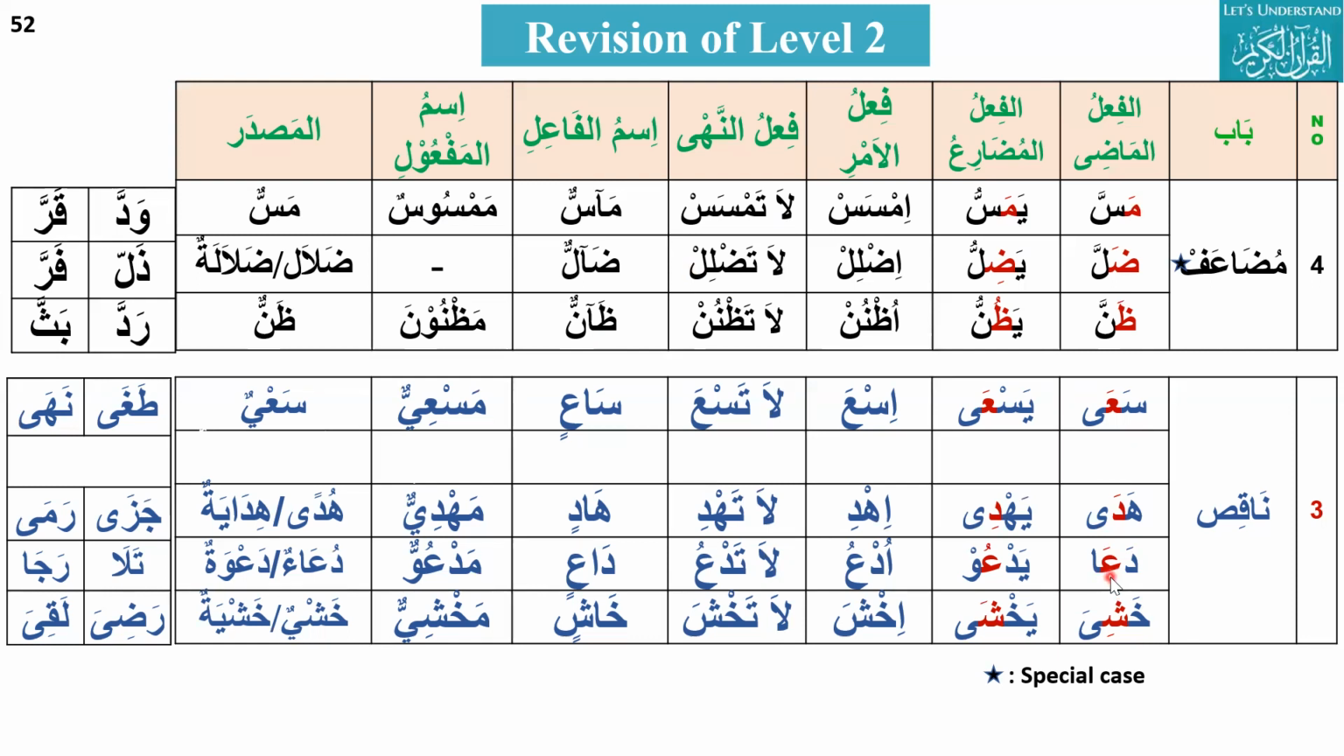Da'a means he called, he prayed. No, it is not that form. What is that? It ends with ya, like sa'aita, hadaita. But here da'a has something special, that's why it is different. Da'a yad'u. Da'au. And next? Think over it. Da'auta. Yes, with the vowel. Okay, that's why I selected you.